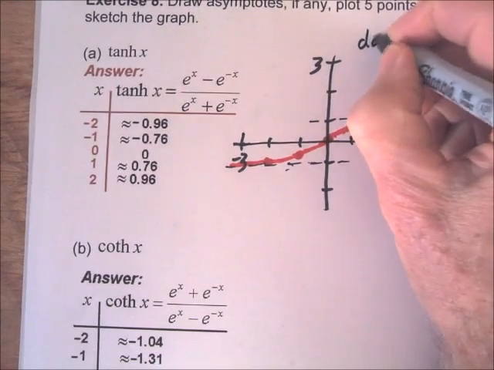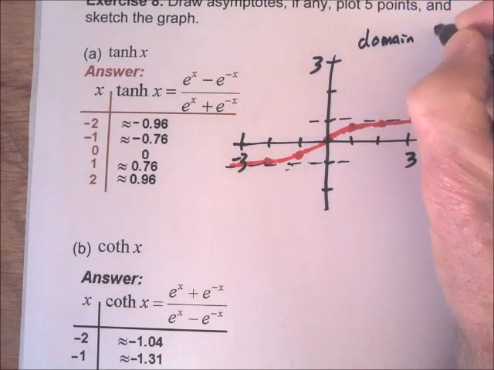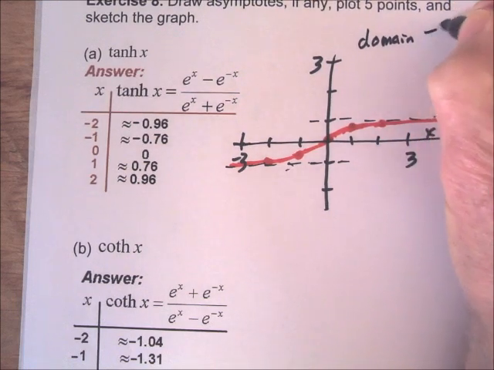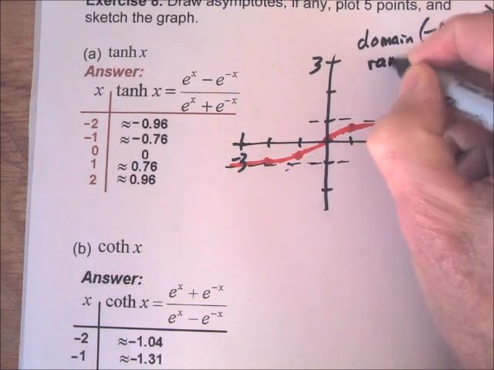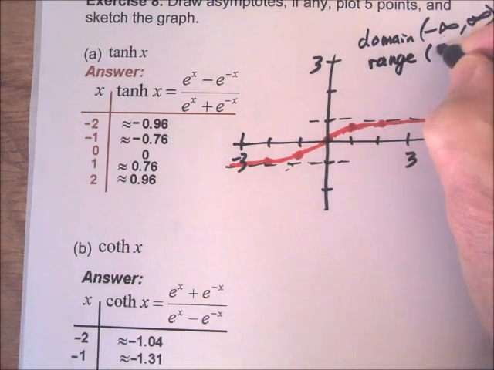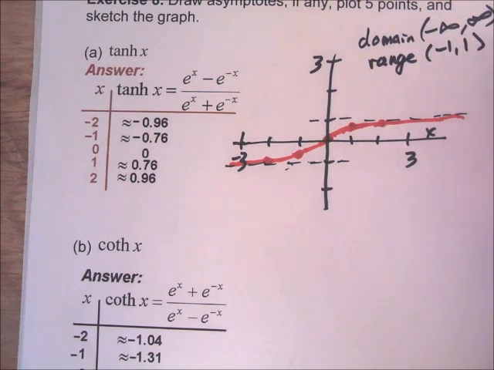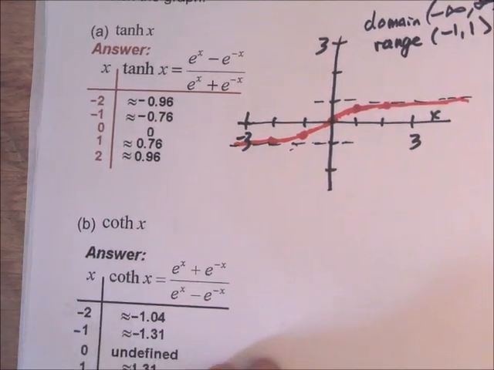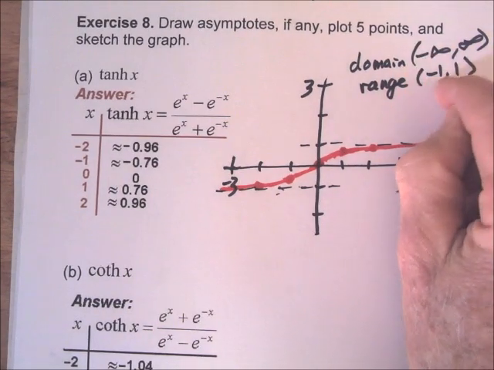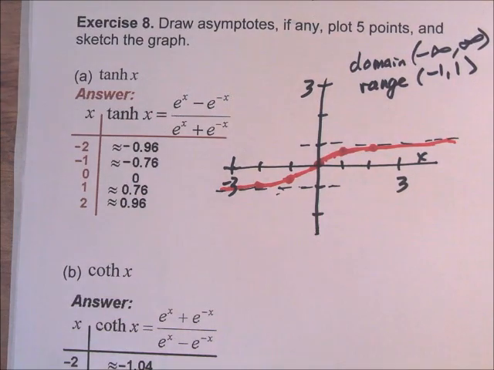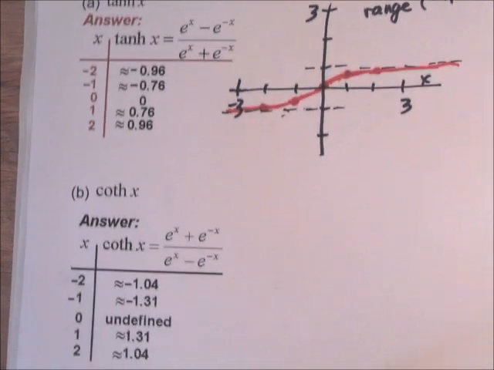Domain here is minus infinity to infinity. It's all real numbers. The range is going to be -1 to 1. Okay, and when we work with the inverse function, the tangent inverse, we're going to switch the domain and the range. So the domain would be -1 to 1, and the range would be minus infinity to infinity.